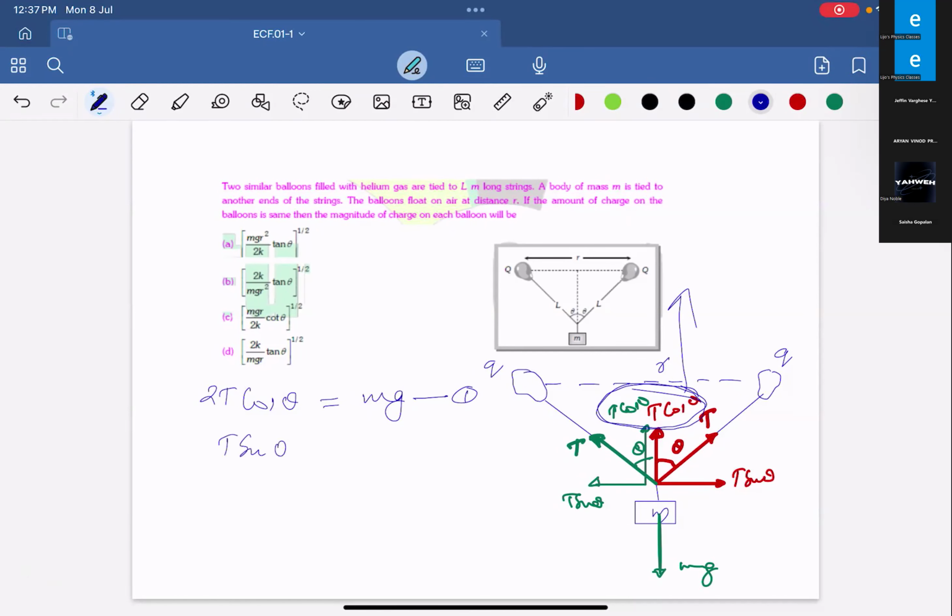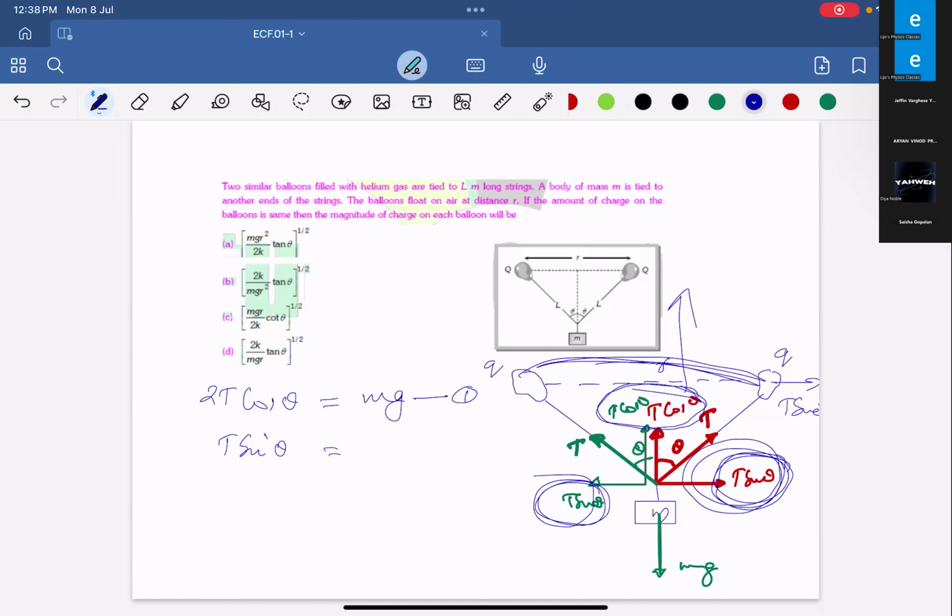Then what about T sin theta? T sin theta is acting to the right. And there is somebody who balances that force. What is that? It is the electrostatic force. Or you could say it this way, it's better to take it this way. Look at this. Where is T sin theta? T sin theta is to the right, even this T sin theta is to the left. And what causes that T sin theta? It's because of the repulsion between these balloons, right? So I can say T sin theta is basically caused by electrostatic repulsion.